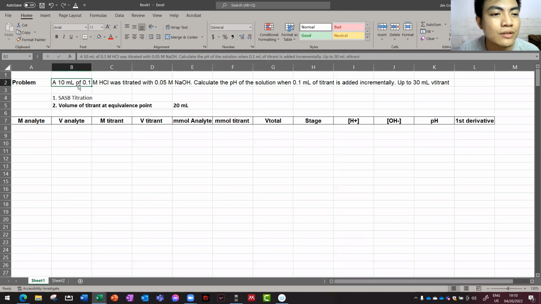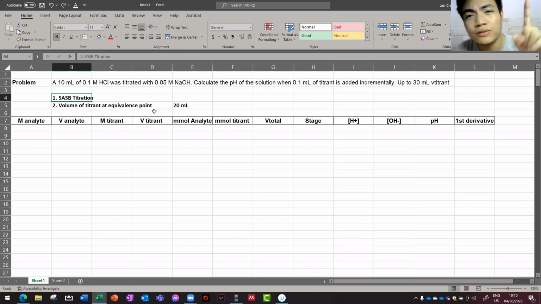So in this problem, the analyte is HCl and the titrant is NaOH. So it's a strong acid, strong base titration. Since you know that that is an SASB titration, remind yourself of the equations needed for the initial, pre-equivalence, equivalence, and the post-equivalence stages.